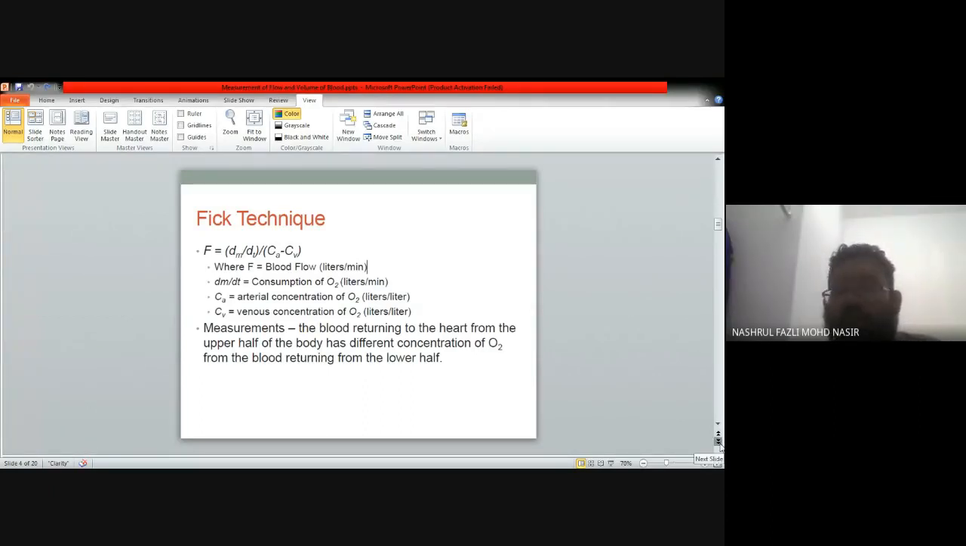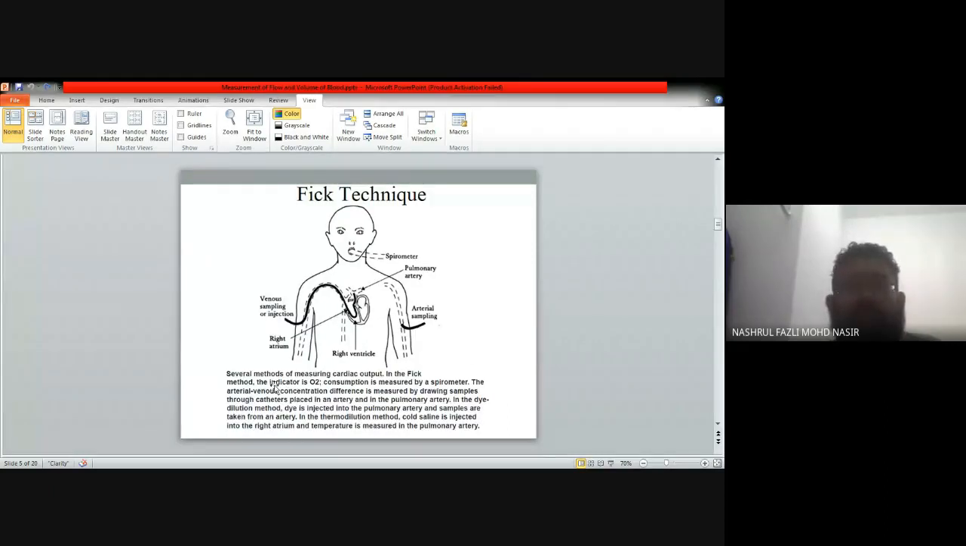So in the Fick method, the indicator is O2, consumption is measured by a spirometer. The arterial-venous concentration difference is measured by drawing. Drawing means taking samples through catheters. There are catheters placed in one artery, and in the pulmonary artery. Pulmonary, what is pulmonary? I hope you still remember our lung.